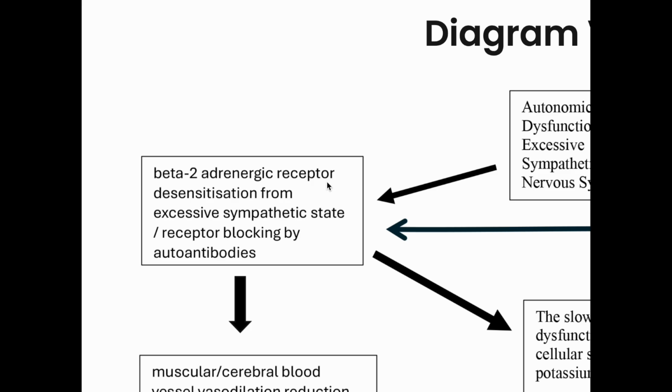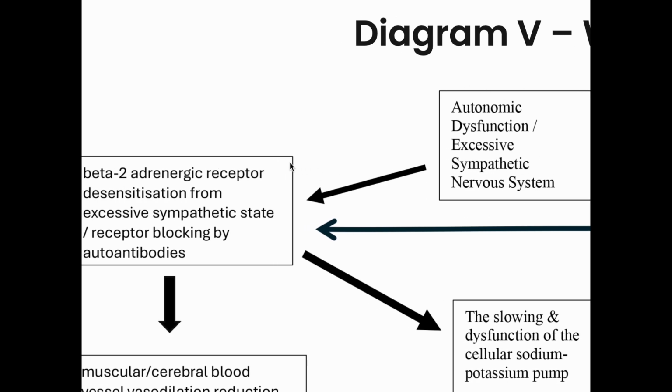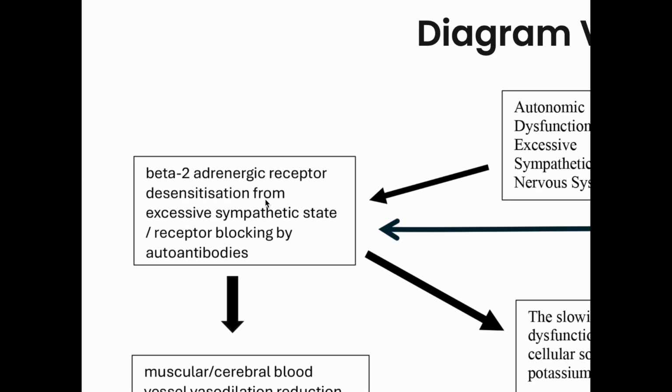So the joint effect coming from the autonomic dysfunction and excessive sympathetic nervous system on the blood vessels in the muscles and brain is one of excessive vasoconstriction, and closely tied with that, the inability to vasodilate. So the upshot is that there's a reduction in blood perfusion into the muscles and brain, which already makes sense of an illness of exercise intolerance and brain fog and cognitive dysfunction.